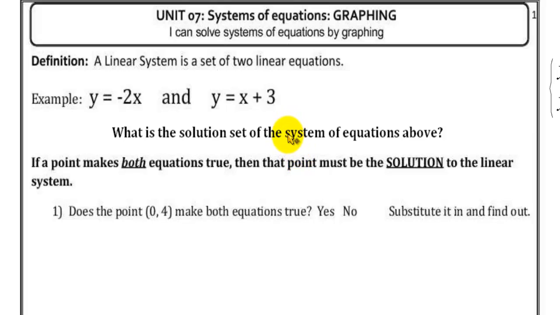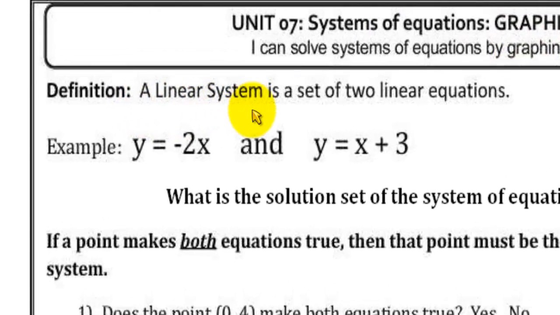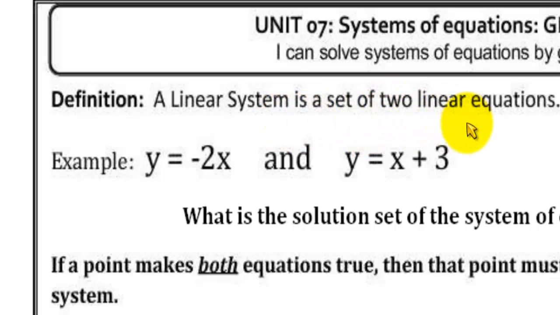Alright, we are now in Unit 7, Systems of Equations and Inequalities. In this video, we are going to learn how to use the graphing method to solve a linear system. A linear system is a set of two linear equations. So here's an example. We have two equations. The first equation is y equals negative 2x, and the second equation is y equals x plus 3.